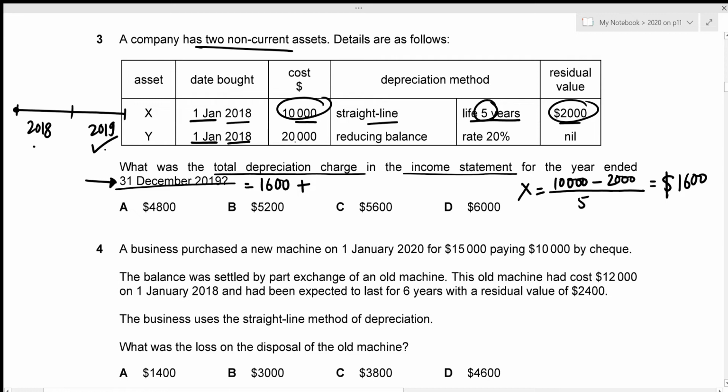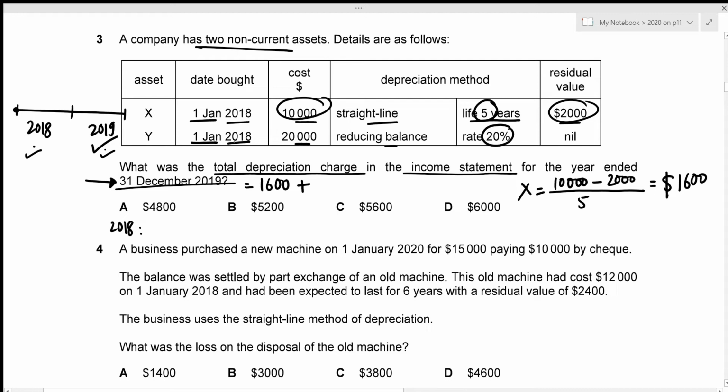And the cost is 20,000, but we are using the reducing balance method, which means that the depreciation charge for the year 2018 and 2019 will be different, right? Because for reducing balance method, we need to apply the rate, which is given to be 20%, to the net book value rather than the cost. All right, let's figure it out for the year 2018.